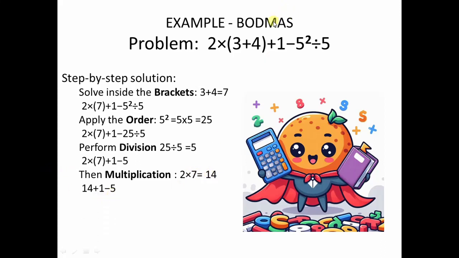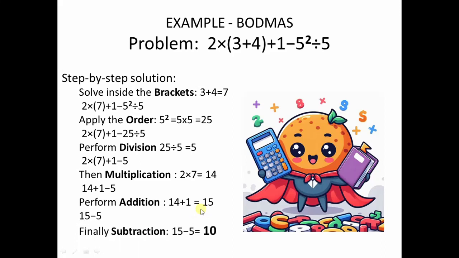So once the multiplication is done, then the addition and finally the subtraction. So perform the addition. 14 plus 1 is 15, and 15 minus 5, so when you do the subtraction, the answer is 10. So I hope you understood how you're going to solve the example using BODMAS.